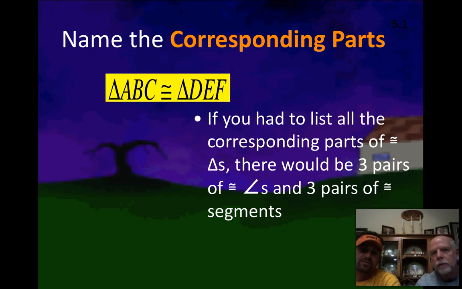So that statement means angle A measures the same as angle D. So maybe they're both 30 degrees or whatever. Angle B has to measure the same as angle E, and angle C has to measure the same as angle F. They each individually have to be congruent to each other in angles. So if you had to list all the corresponding parts of congruent triangles, there would be 3 pairs of congruent angles and 3 pairs of congruent sides or segments.